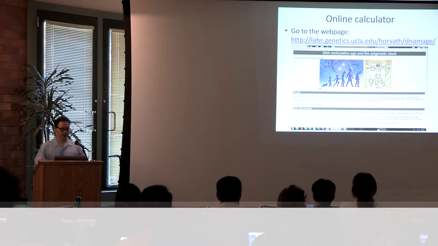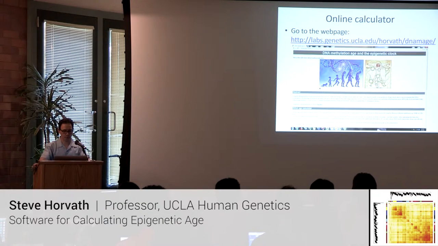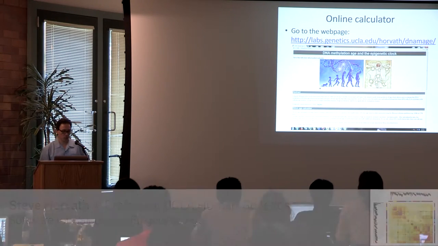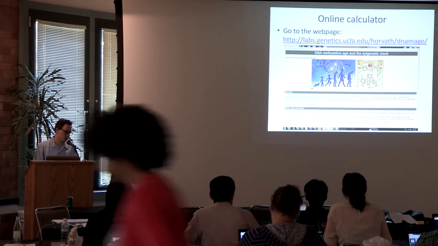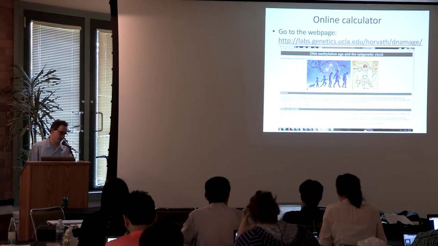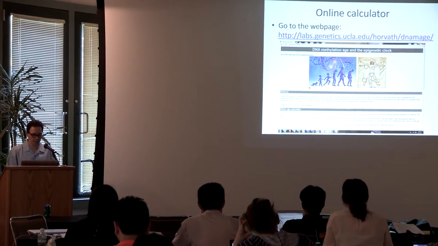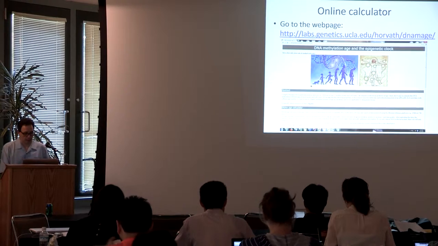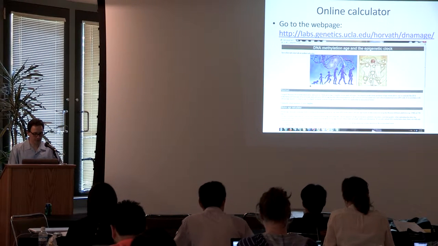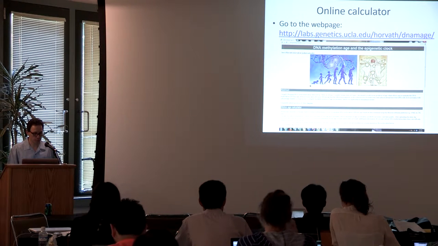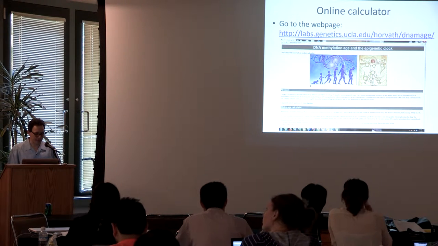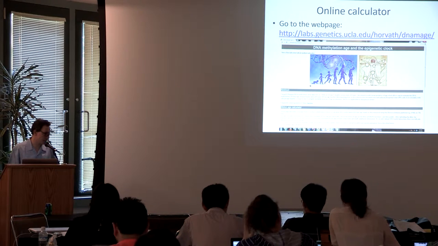So I will now describe the software for calculating epigenetic age. One thing you can do is go to this web page, this link, or just do a Google search, such as DNA methylation age software. The top hit will perhaps be this page, and the page contains various information. Item number 2 is a link to this methylation age calculator.